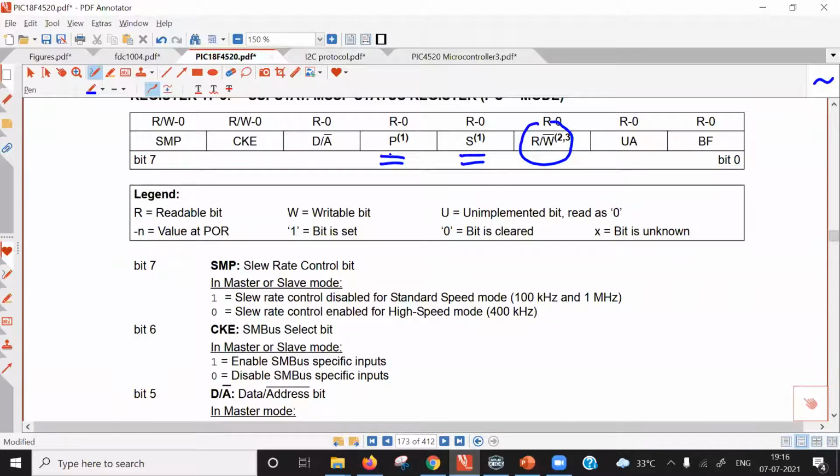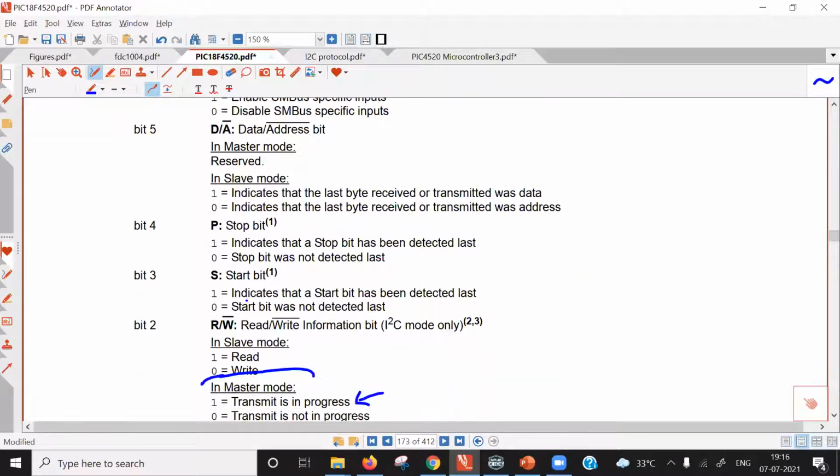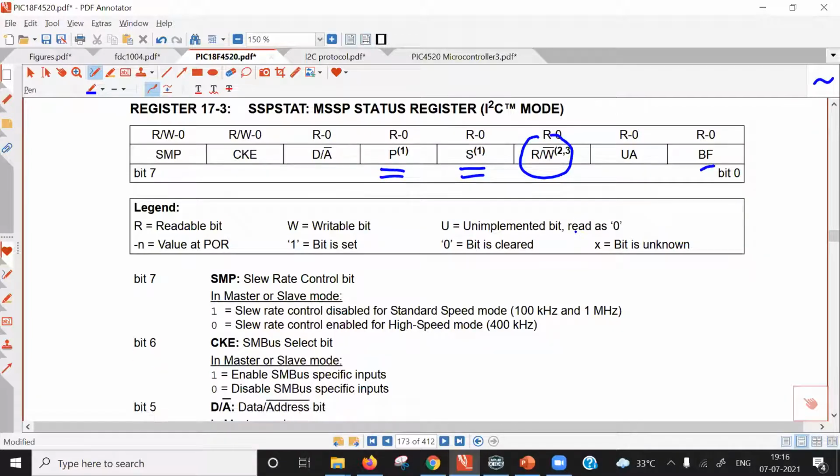P bit is related to stop condition. So the meaning is given here. P stop bit indicates that stop bit has been detected last. Otherwise, stop bit was not detected last. S bit indicates that start bit has been detected last. Otherwise, start bit was not detected last. That is the meaning. Last bit is buffer full.